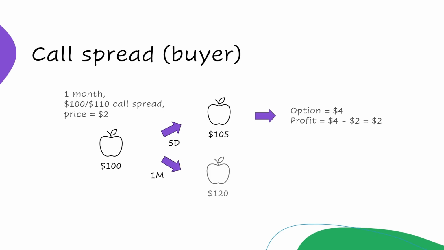If Apple goes up to $120, which is higher than the higher call strike, then the call spread payoff will simply be the difference between the higher call strike and the lower call strike, which is $10. The profit of the trader will then be $10 of call spread payoff minus the initial premium of $2, which is $8.